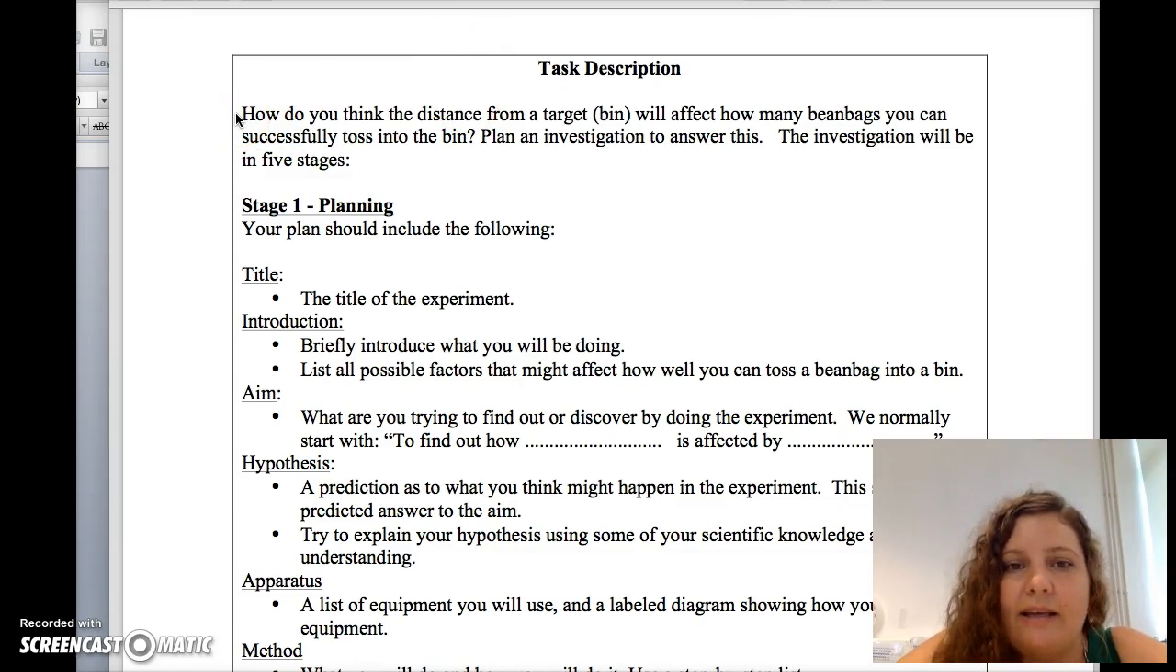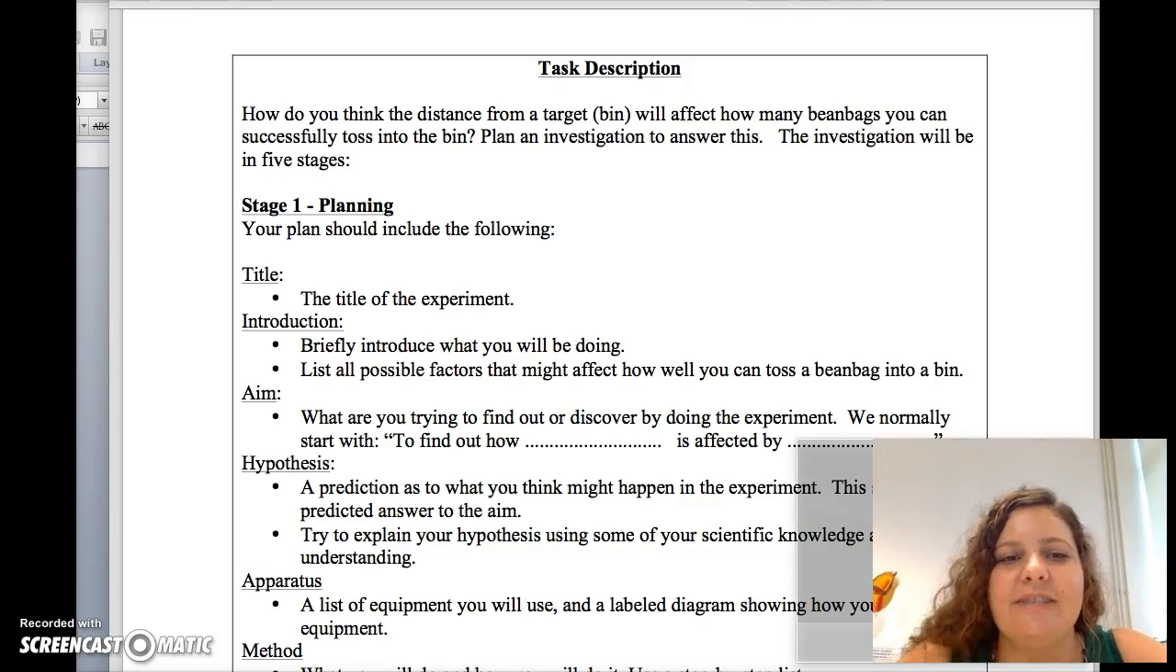How do you think the distance from a target or bin will affect how many beanbags you can successfully toss into the bin? Plan an investigation to answer this. All right, so let's read through that again. How do you think the distance from a target or bin will affect how many beanbags you can successfully toss into the bin?